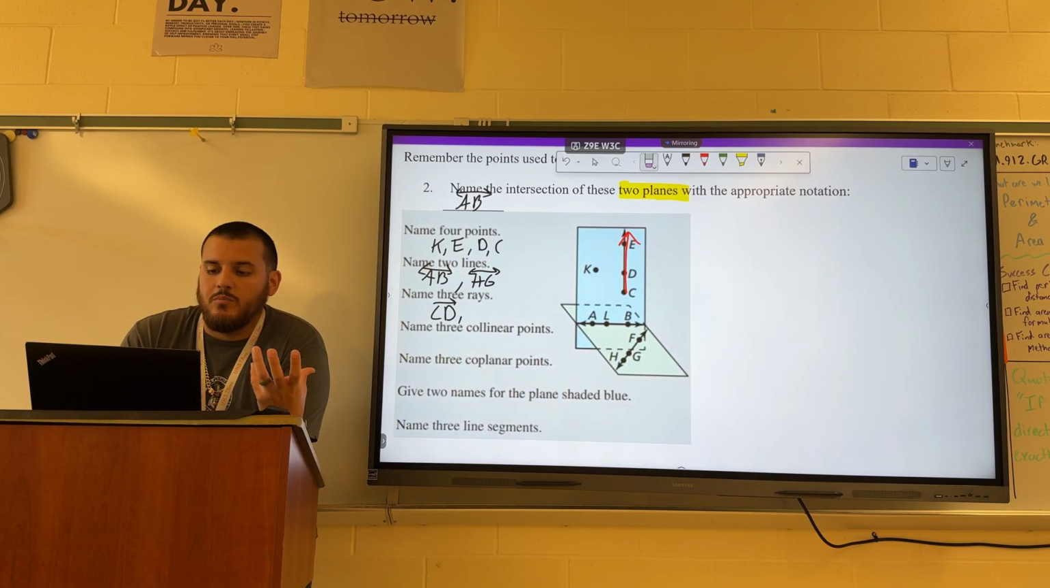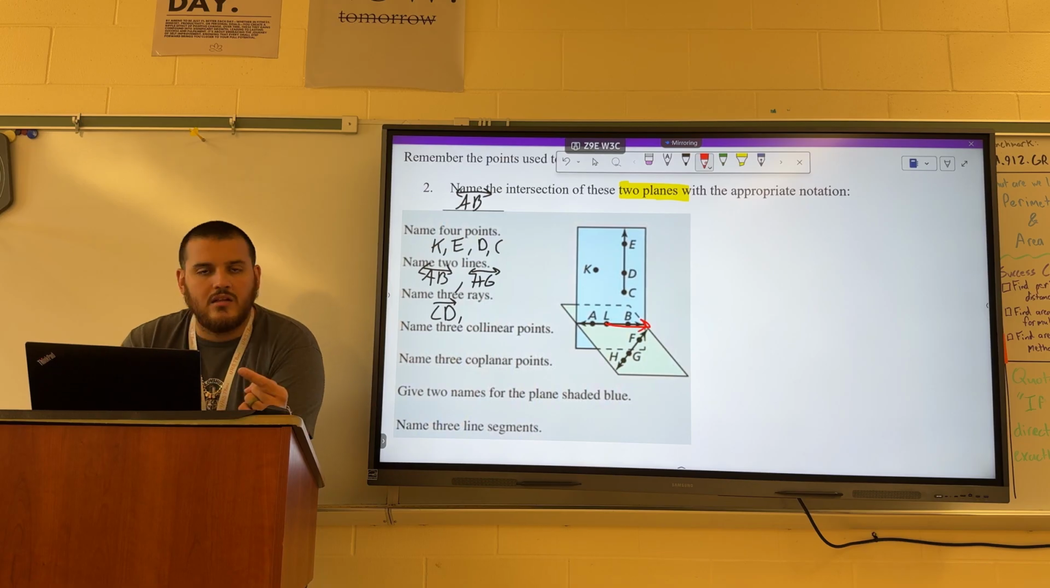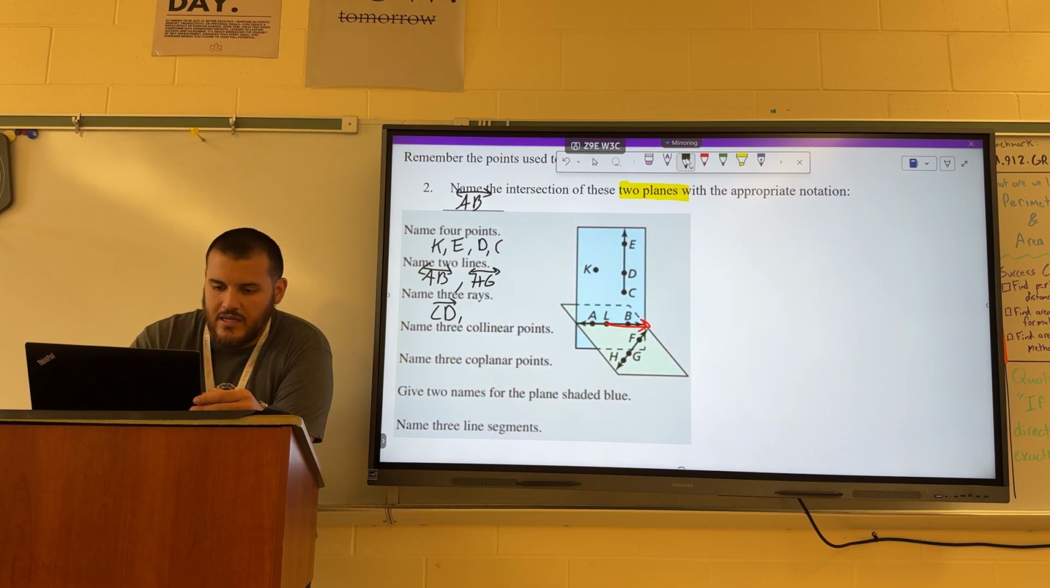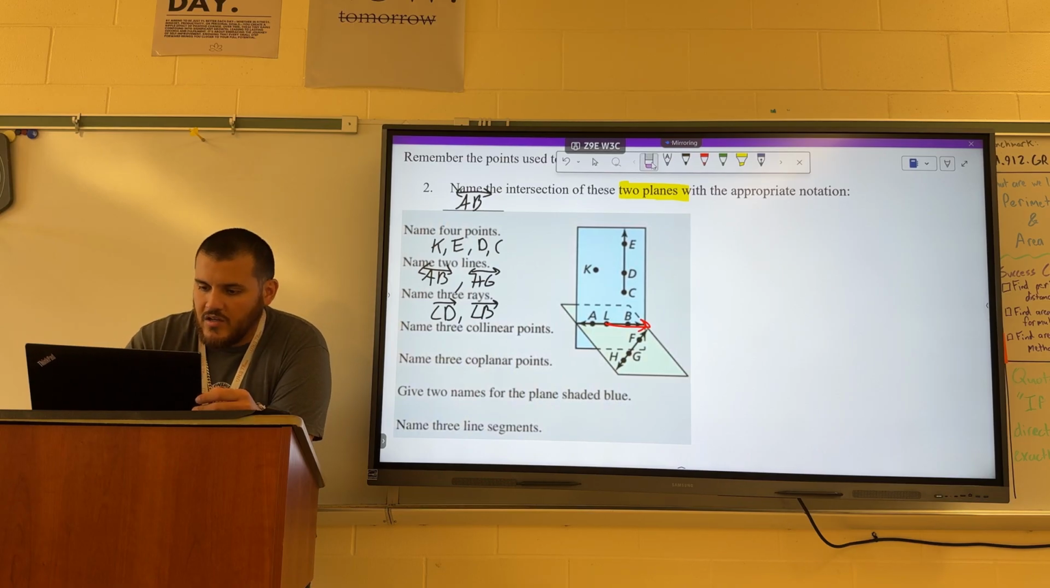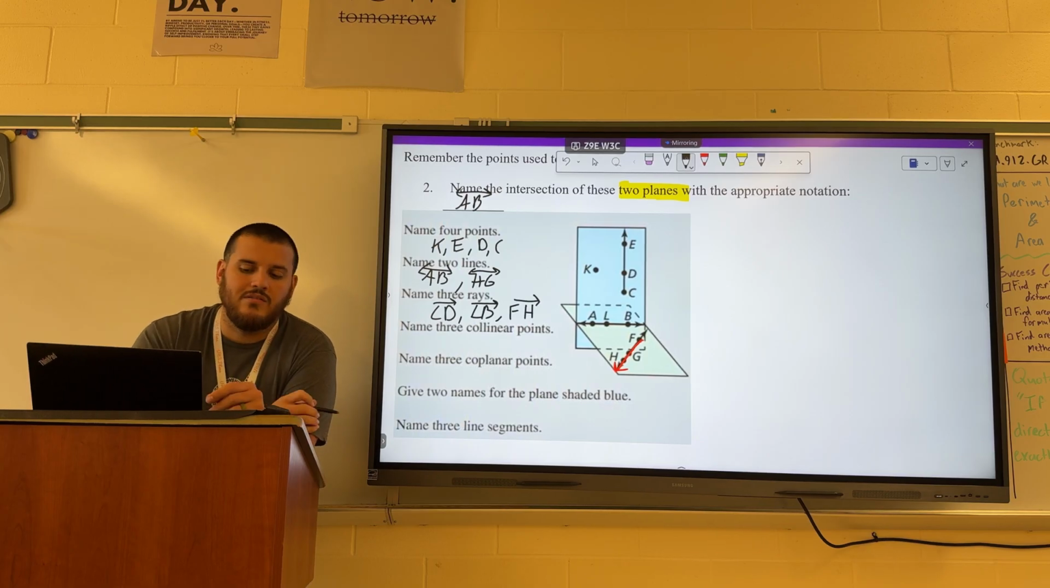But rays are also parts of lines. For an example, right here is a ray. Starting at L and going past B forever, that can be called ray LB, right? There's also a ray right here that starts at F and passes H forever. I could call that ray FH. So remember, rays can be part of lines.